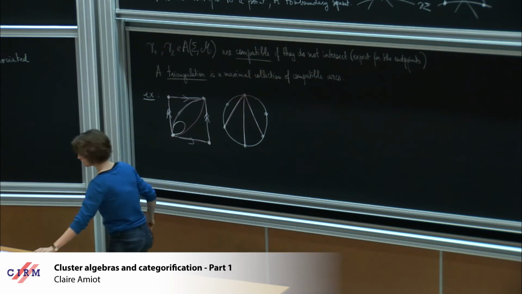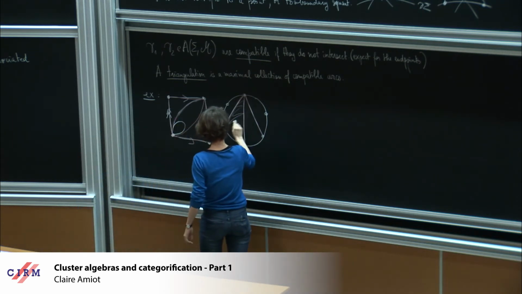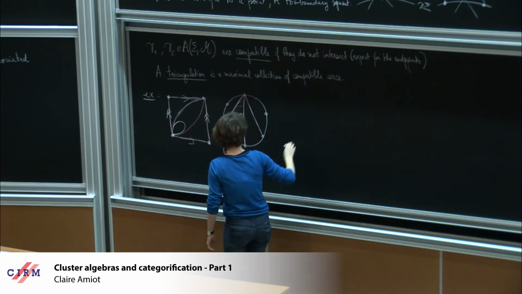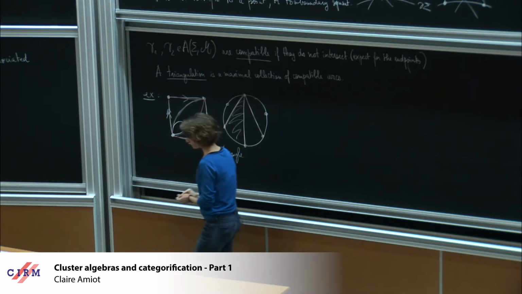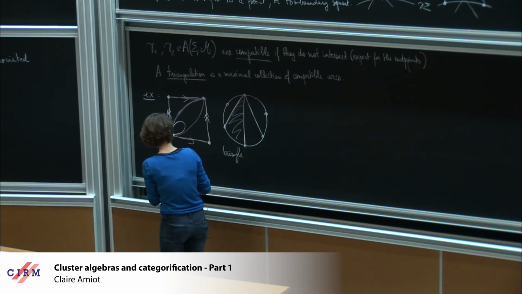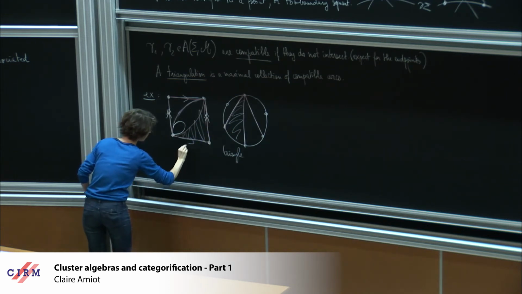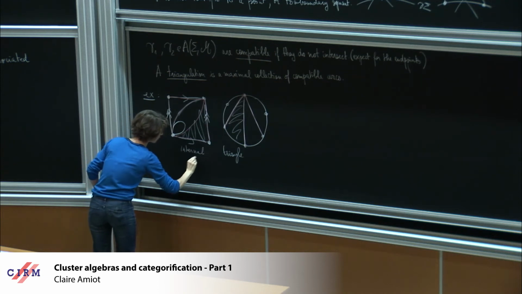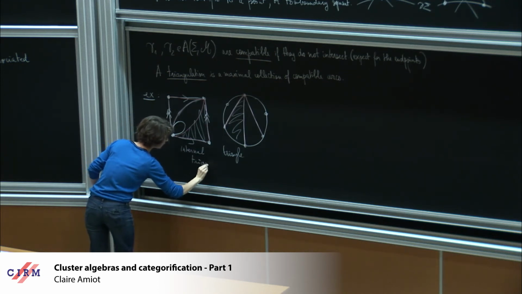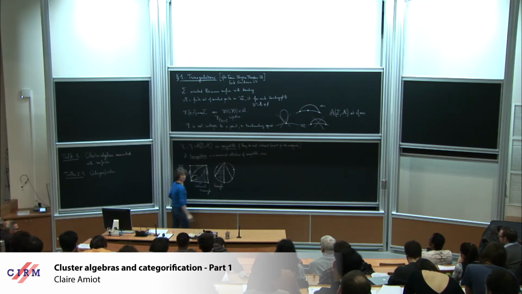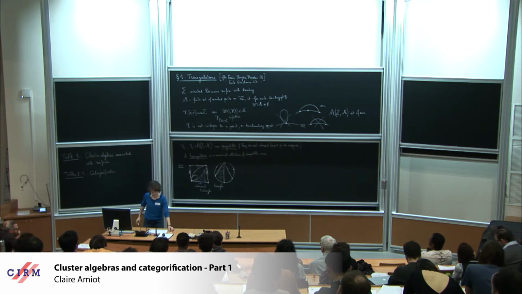Okay, and this will be a triangle, and this I will call an internal triangle if the three sides are internal arcs and not boundary segments, as in this situation.